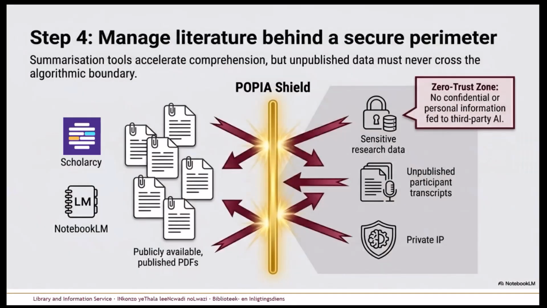And then managing the literature behind a secure perimeter. Here, incredibly important. AI is useful if you want to summarize an article: you can upload it, it can summarize it for you and highlight the key points. But never ever upload personal information, sensitive information, or research data onto an unverified, unsecured third-party AI. It's essentially a zero trust zone. No confidential personal information should ever be fed to a third-party AI.